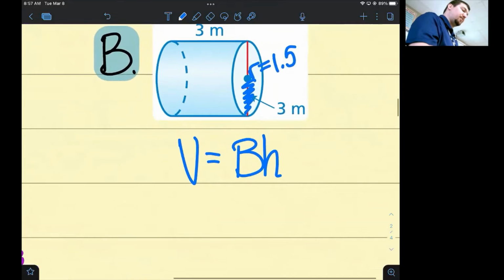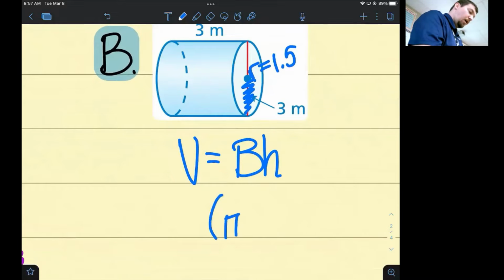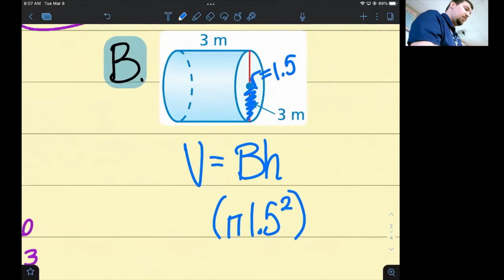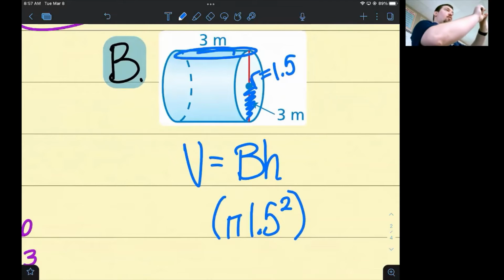So replace capital B with the area formula of a circle, because capital B is the area of a base. So pi times 1.5 squared times the height, which in this case is actually a horizontal height. The distance between the two circles is 3, just like the diameter was. So just make sure you know that we're using that height and not the diameter height. I don't care about the diameter anymore.